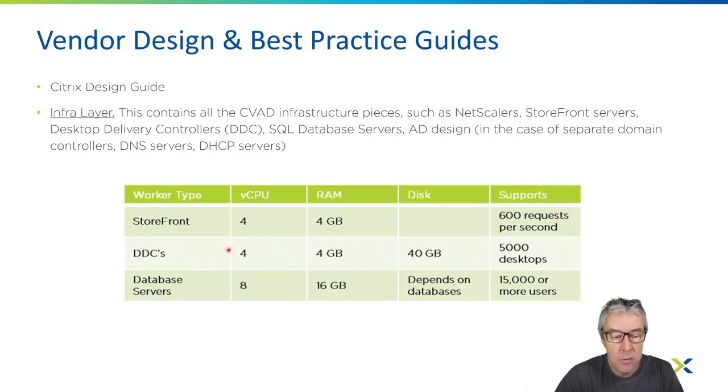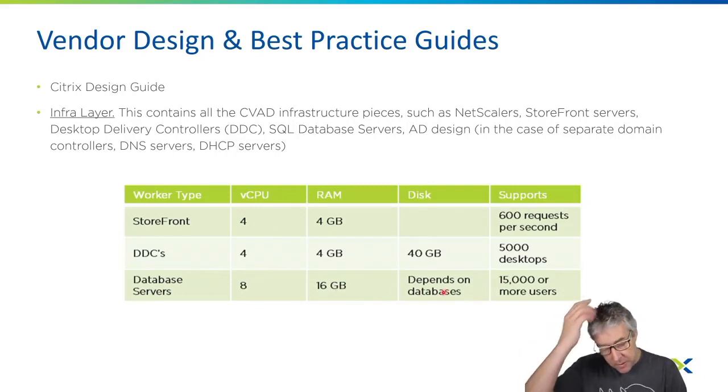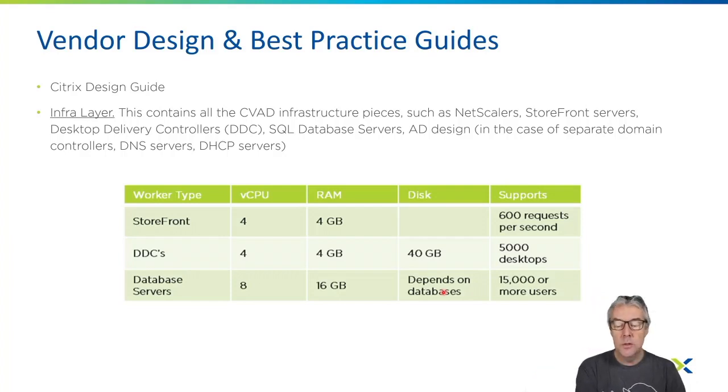So extremely scalable. Your delivery controllers, again, these are numbers from many, many years ago. I remember talking about scalability for your DDCs, and a single DDC can easily support 5,000 desktops. So a DDC, 4 vCPU configuration, 4 GB memory, 40 gig disk size. Database servers, recommendations here. For 15,000 users, so a big deployment, we're talking about an 8 vCPU machine, 16 gig memory, and the disk size depends really on the databases that we're using.